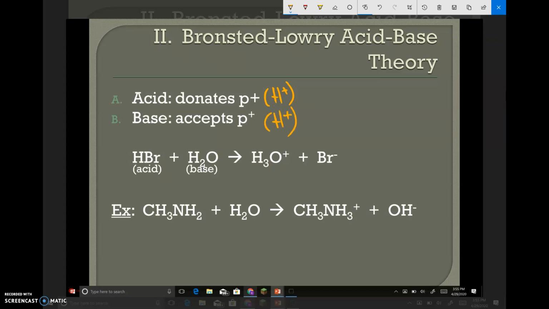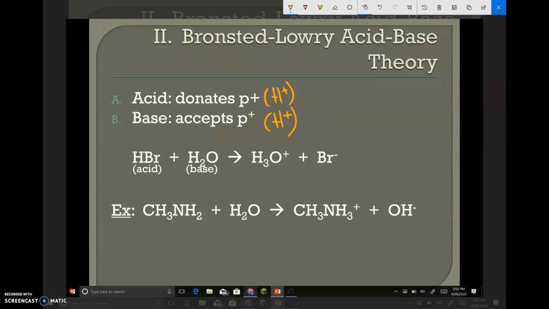Okay, so now we have a lot more range on what types of formulas can be an acid or a base. So for example, we have hydrobromic acid plus water forms hydronium. There's a hydronium ion and a bromide.